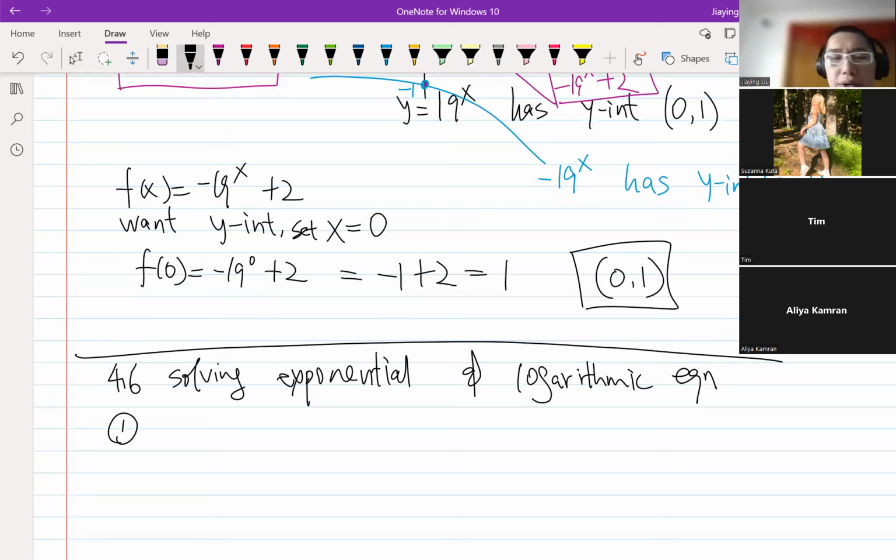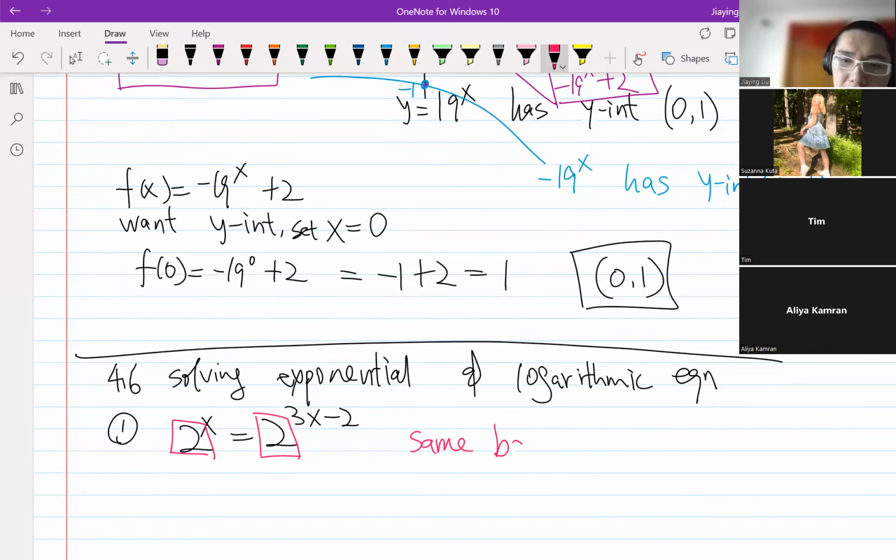So the first example is 2 to the x equals 2 to the 3x minus 2. If we have an example like this, the left side has an exponential expression with the x in the exponent. The right side also has an exponential expression. The two expressions are different, but in this case, the bases are the same. So same base.